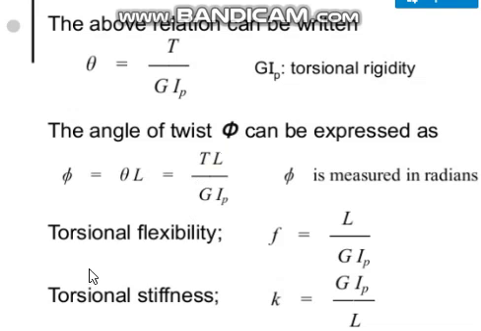There is another term which is normally used, which is torsional stiffness. Like torsional rigidity is GJ, torsional stiffness is denoted by the letter K. This is the torsional rigidity per unit length of the shaft. This is what is called torsional stiffness. So these are the two terms. Just remember, torsional rigidity is GJ and torsional stiffness is GJ upon L.